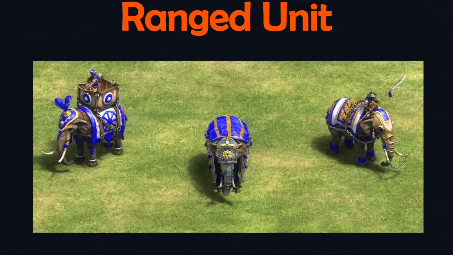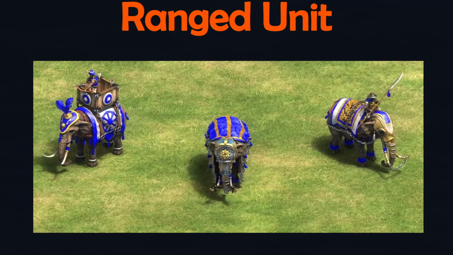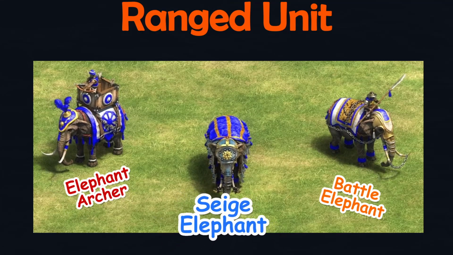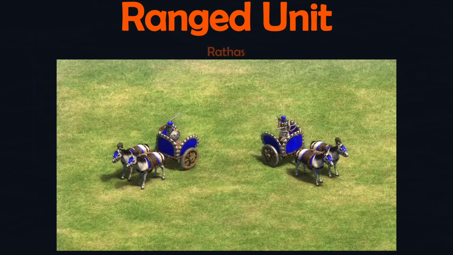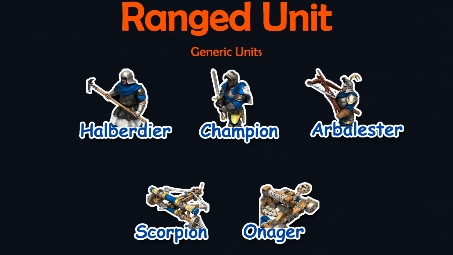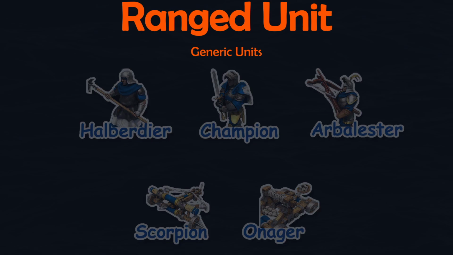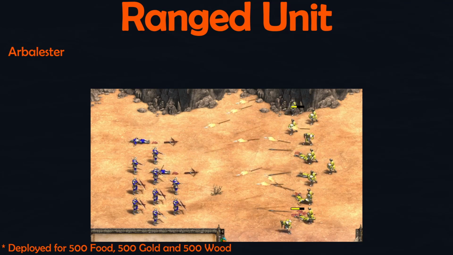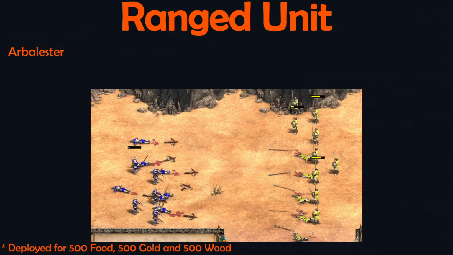Looking into the roster, we have 3 elephant units available. One for melee, one for ranged attacks, another in form of a siege weapon. Next, we have the already talked about unique castle unit, the Rathas. Among the generic units, they have access to arbalisters, champions and halberdiers, apart from the siege weapons. To find out the ideal ranged option, we place each of the available units against an anti-archer unit like the skirmisher, valuing to equal resources.